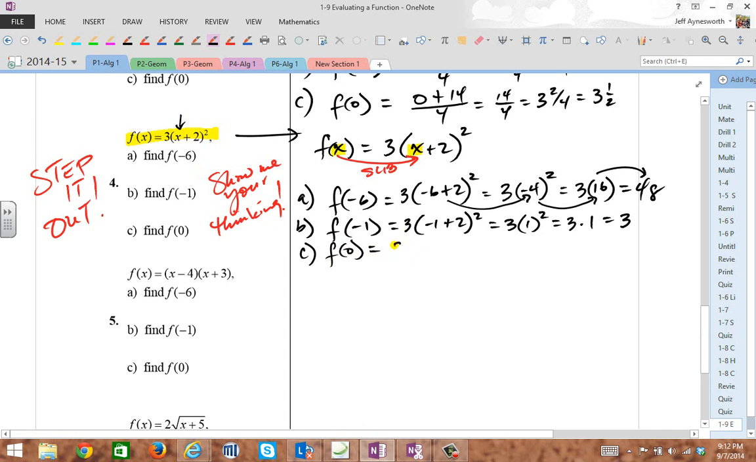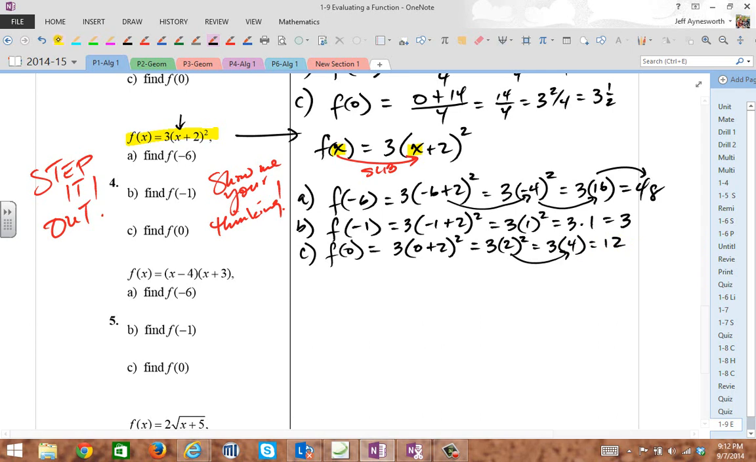All right, now let's check our work. We've got 3 times the quantity 0 plus 2, squared. 0 plus 2 is 2, so you get 3 times 2 squared, which is 3 times 4. 2 squared is obviously 4, and you get a total of 12. Not bad. All I did was substitute -6 in and then simplify. Then I substituted -1 in and simplified. Then I substituted 0 in and simplified. Following the order of operations.